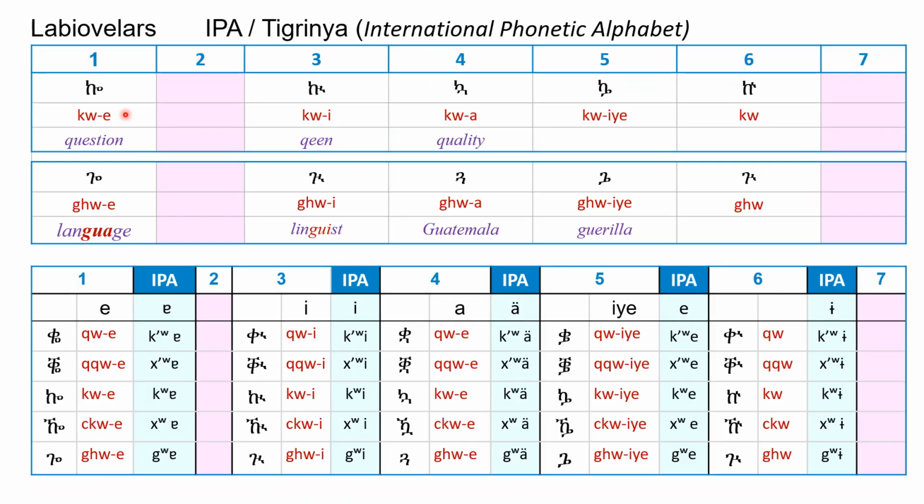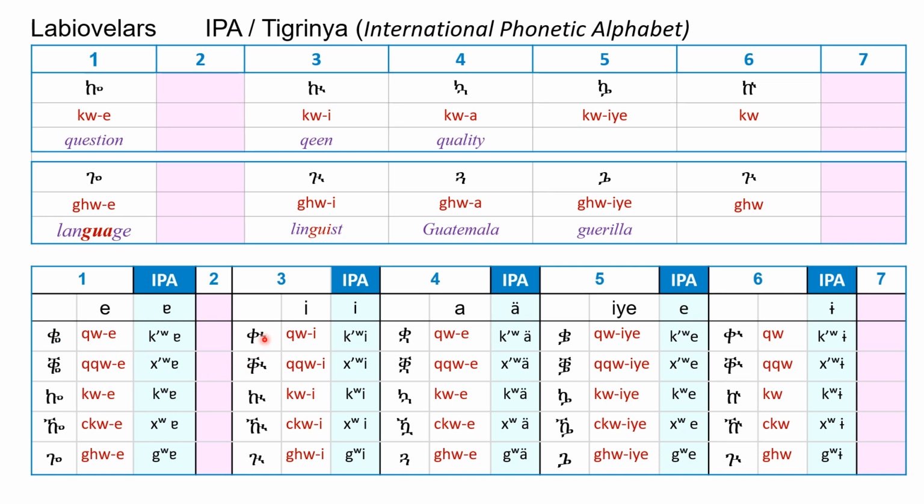Here is the similarity with some English words. Que, like question. Qui, like queen. Qua, like quality. Gue, like language. Gui, like linguist. Gua, like Guatemala. Gue, like gorilla.